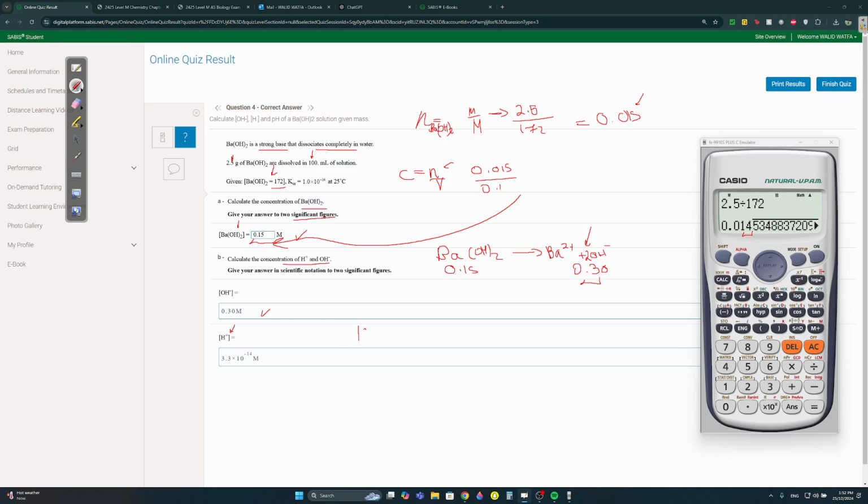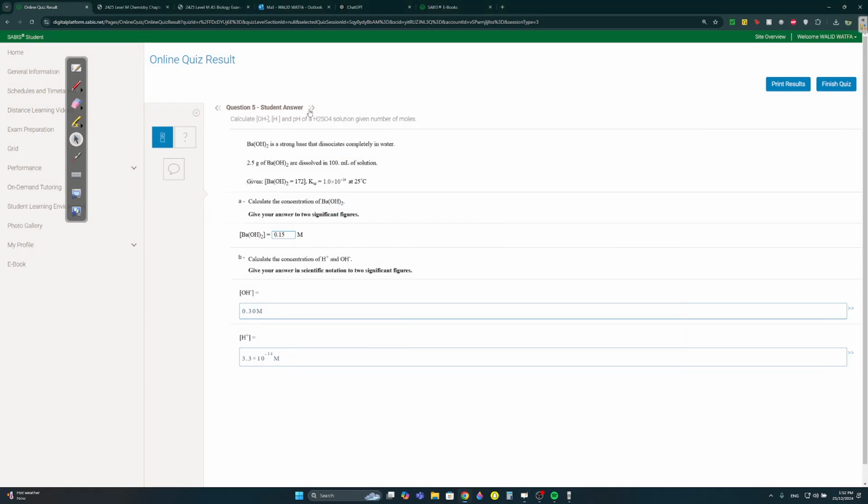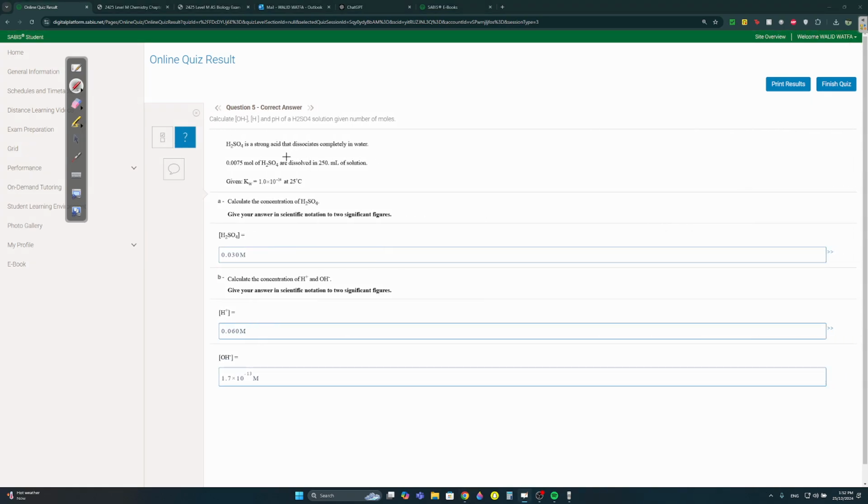How much H+? How do you do it? 10 to the minus 14 over this. We calculated it in a previous question. You get the same numbers. That's what I'm trying to say. Anyway, Question 5 is the same thing. These are the same questions.